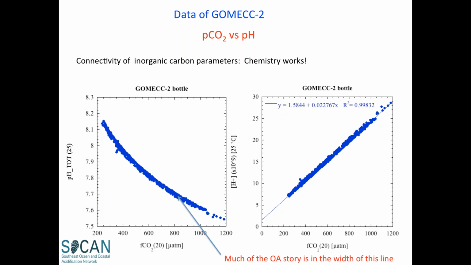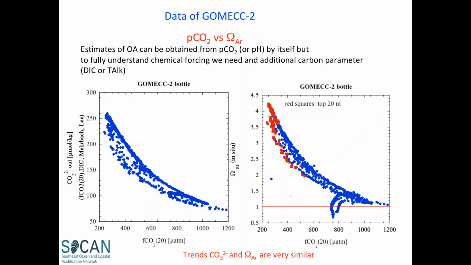Now, I mentioned that the species of interest is the carbonate ion or the aragonite saturation state. So what I've done here is, for all the GOMEC 2 data points, about 1,500 or so stations, I plotted the partial pressure of CO2 versus the carbonate ion on the left-hand side, and versus saturation state on the right-hand side. A couple of things should jump out at you. One is that the FCO2 has a large influence on the carbonate ion concentration, but it's not nearly as tight as for the hydrogen ion, and also that the carbonate ion concentration and the aragonite saturation state look very, very similar.